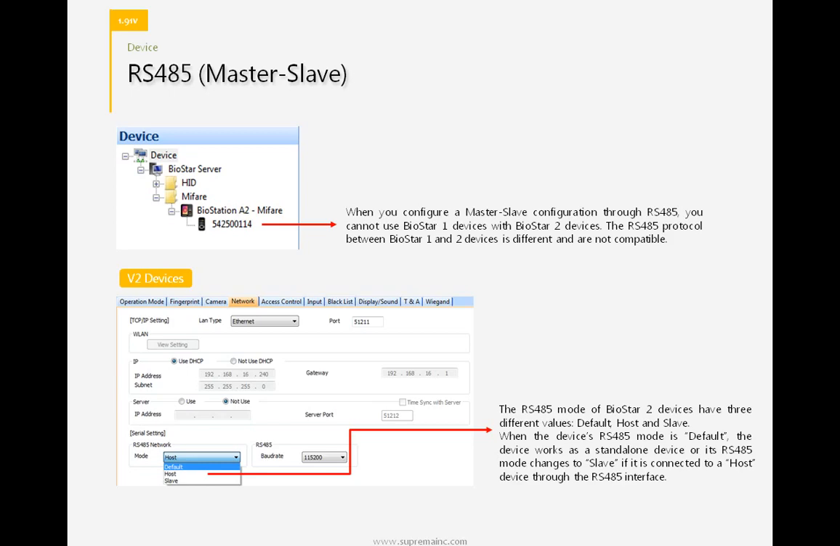So version 2 devices, they have default. All the devices come as default. What it means is you change one device to host, another device will remain as default. And you configure the RS-485. The device that had default mode will be automatically changed to slave mode when it is found by the host device. So there is no inconvenience of connecting the slave device to the BioStar software and changing its mode manually, which is really convenient. But this is only for version 2 devices.